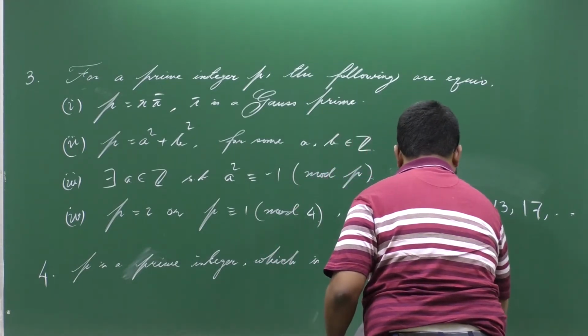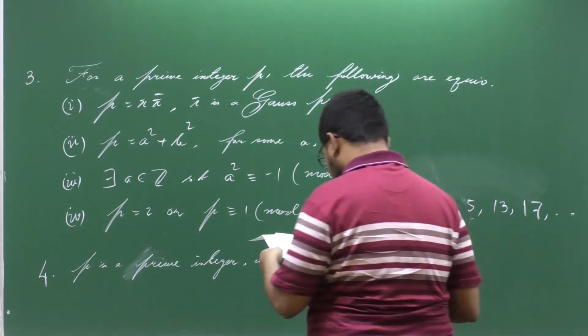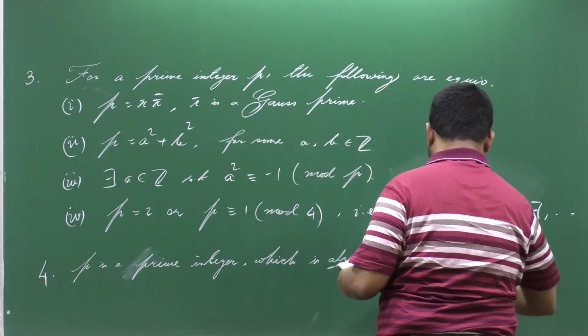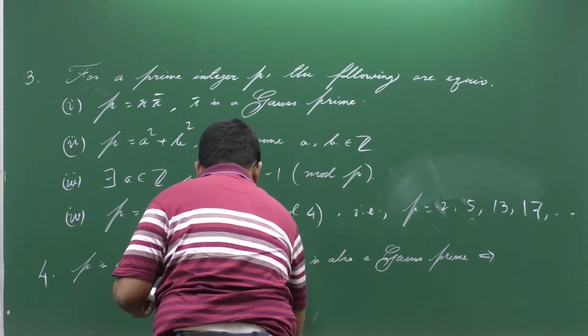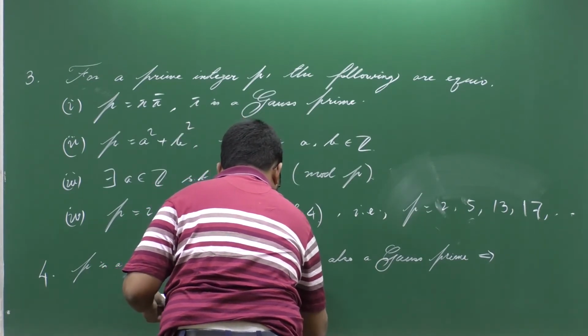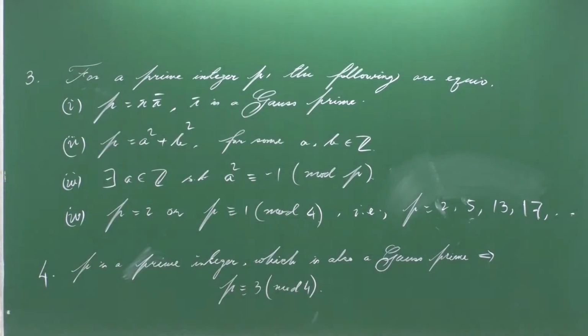So, this theorem actually gives us a complete answer. If p is a Gauss prime, then p has to be congruent to 3 modulo 4. Okay. Alright, let me prove them one by one.